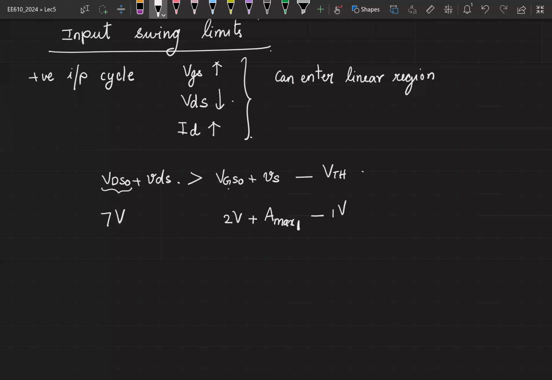1 volt. And what is your small signal VDS? What is the gain that you got? Minus 5. Right? So this will be, should it be minus 5 or plus 5 when I write it here? Minus 5 times A max 1. Right? And this is your relationship between the LHS and RHS. So based on this, can you quickly tell me the value of A max 1? How much do you get? A max 1 should be lesser than 1 volt. Okay.